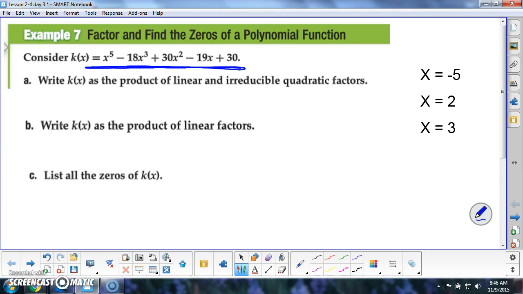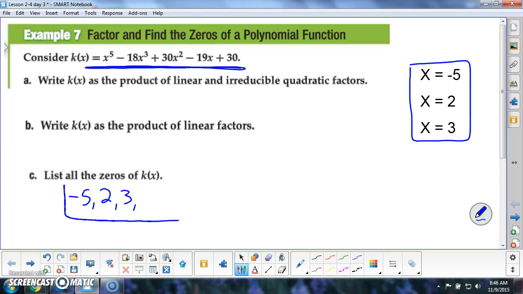Now to do these problems, you're going to have to know some zeros that already exist. So this is a fifth degree polynomial. You look over here to the side, I'm giving you 3 of the zeros. So we can come right over here to part C and we can write down 3 of the zeros. And there's going to be 2 more that we got to come up with. So keep that in mind. There's going to be 2 more that we have to come up with.